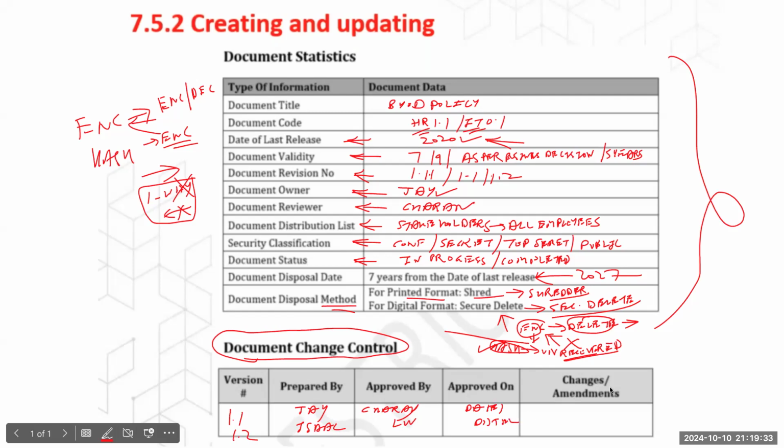And now changes and amendments. What changes have been made? For example, in the first case, you created the policy. That will always be the first case. Second would be the amendment. For example, you changed one paragraph. So you'll mention change in para 1.1. That's it. It has to be small. You don't have to write everything you changed. You just mention the change in para.